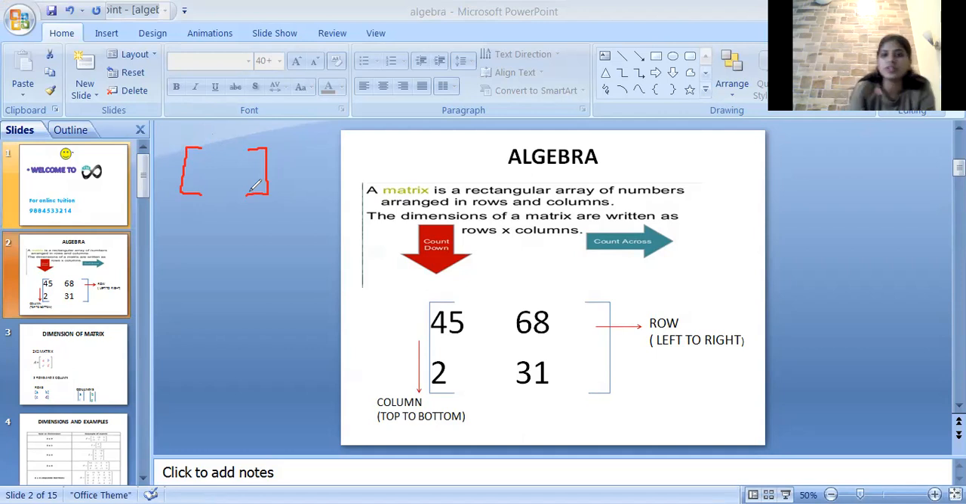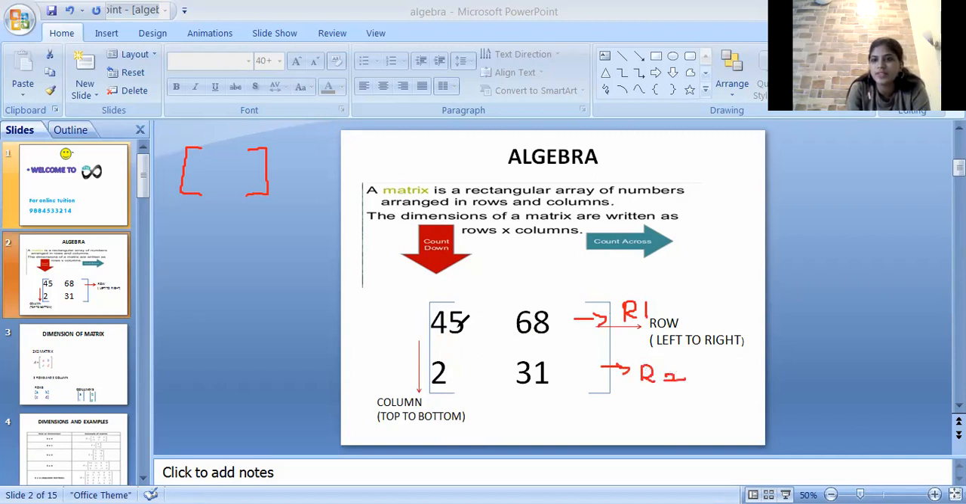I'll explain what is row and what is column with an example. Take a look at this example. So this example contains 4 elements, 45, 68, 2 and 31. In this, the left to right trace is considered as row. Top to bottom trace is considered as column. So 45 to 68 is considered as row 1. And 2 to 31 is considered as row 2.